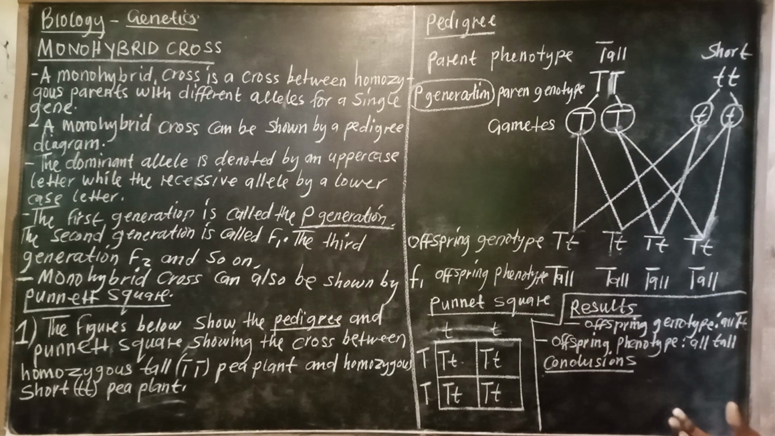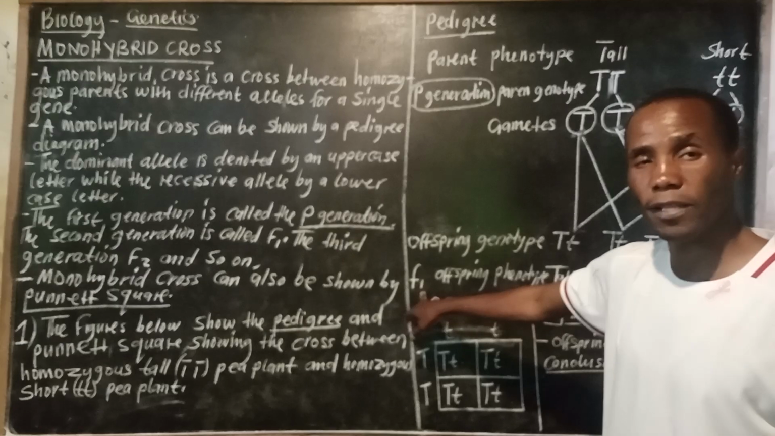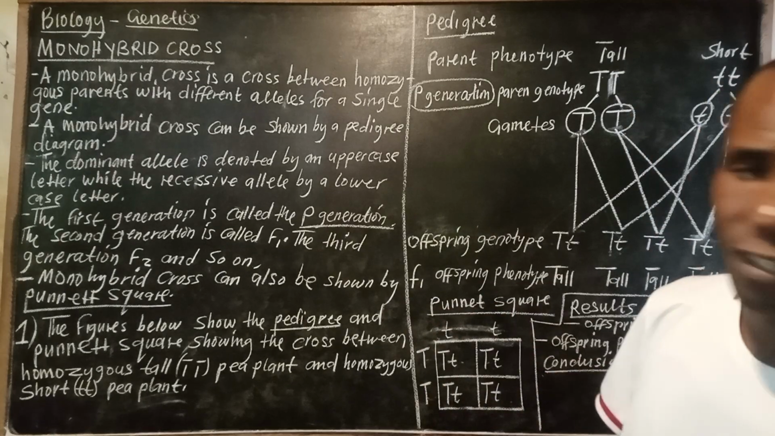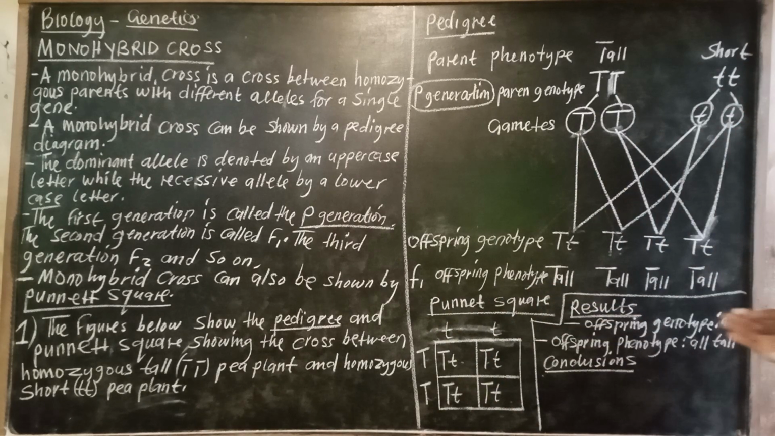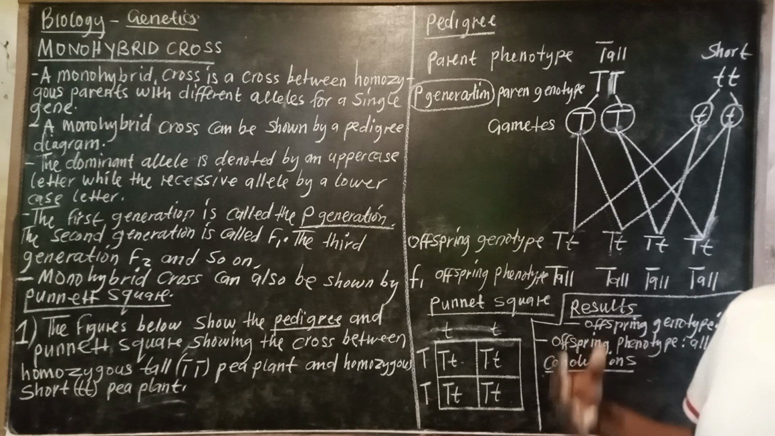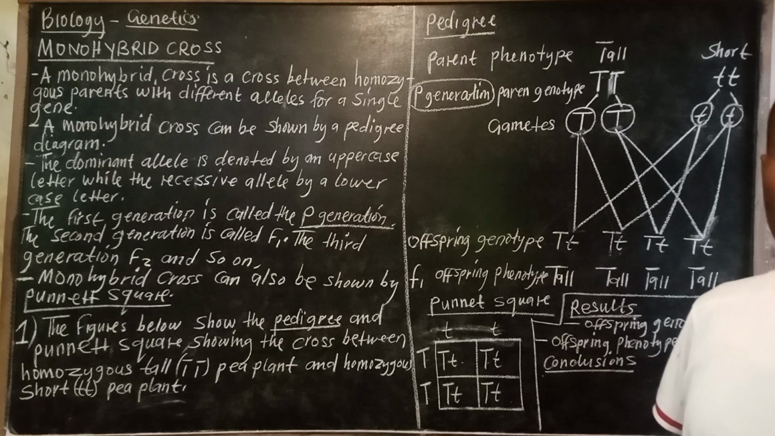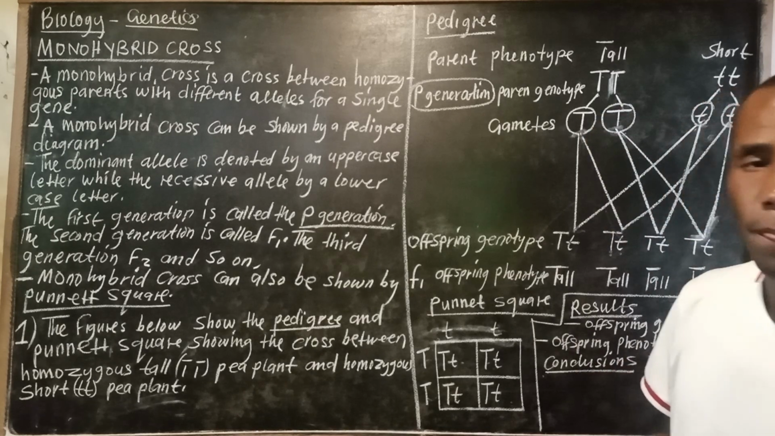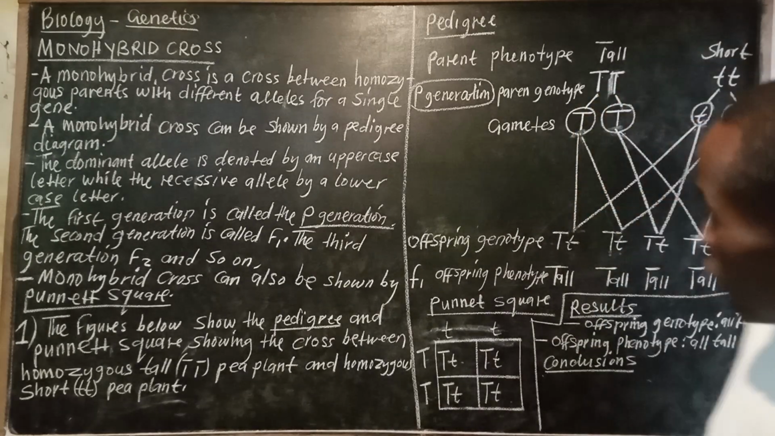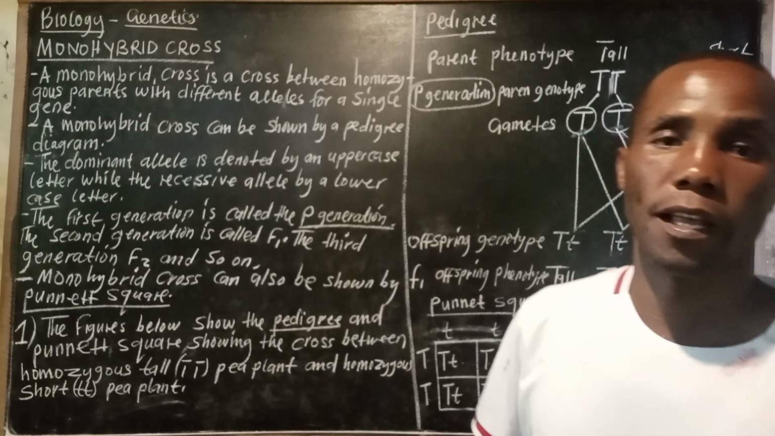Okay, so now let us look at the results. First of all, before I come to results, look at this one. This is now the second generation. So we are going to have the second generation, which is tall throughout. Then results: offspring genotype is all Tt, offspring phenotype is all tall. Those are the results that you have come up with. Okay, so what has remained, as you can see, I've put the conclusion there, which we are going to look at in the next lesson.